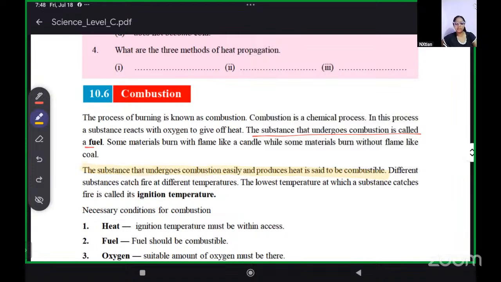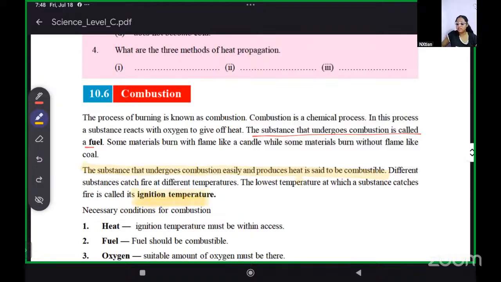The lowest temperature at which the substance catches fire is called its ignition temperature. The lowest temperature means the exact temperature at which a substance catches fire. That temperature is called its ignition temperature.